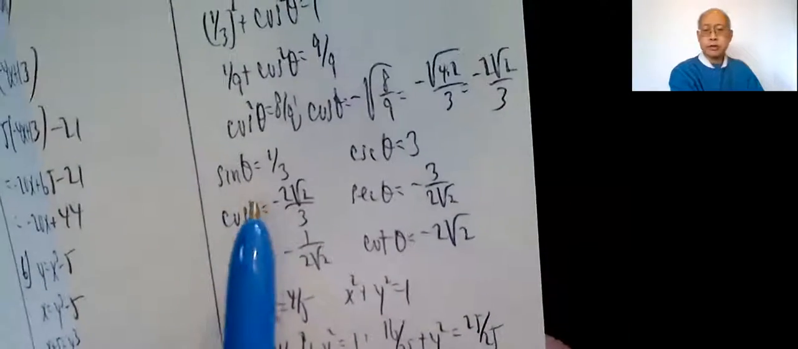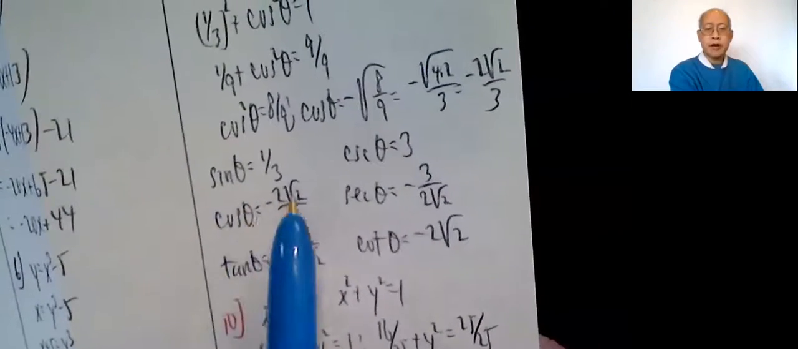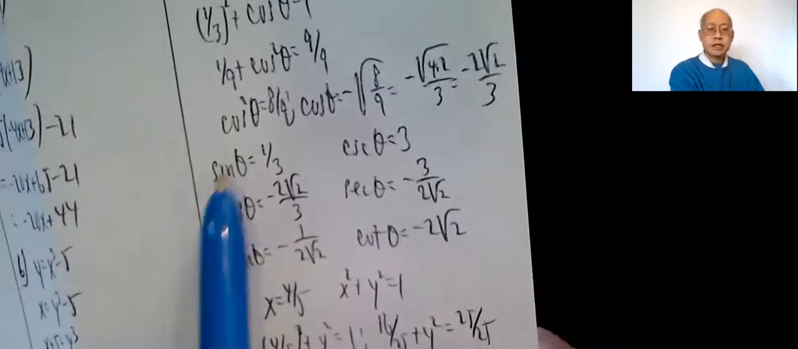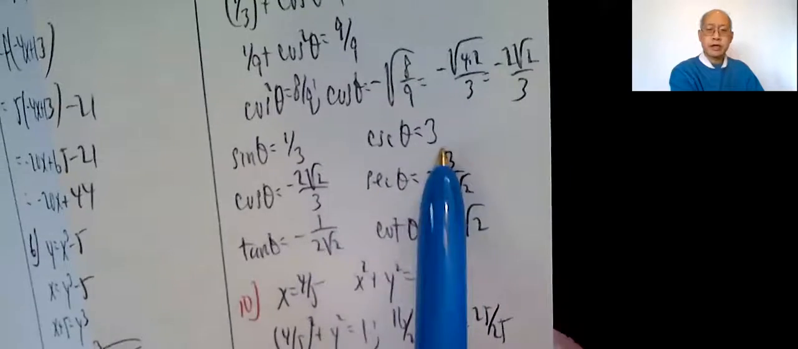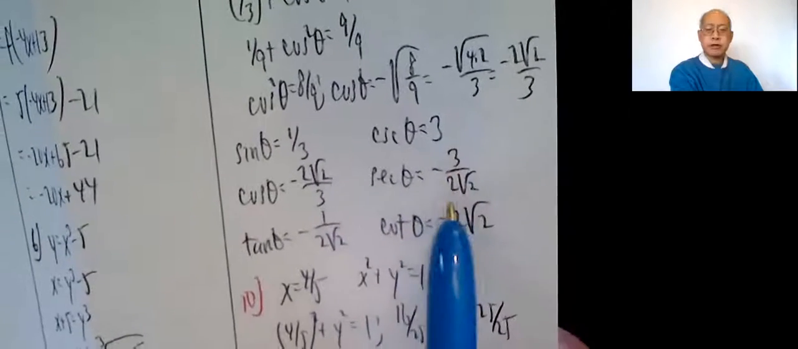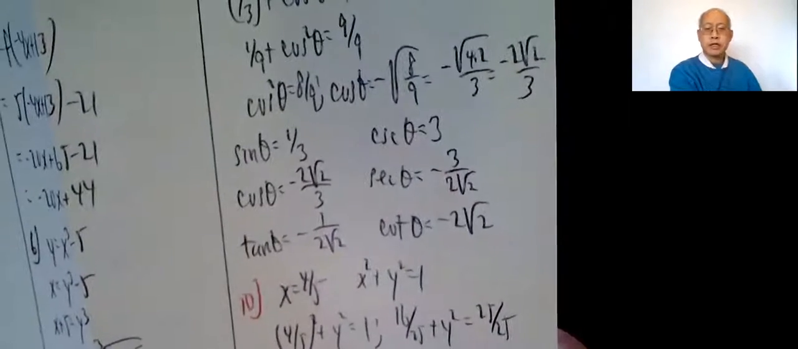So sine of theta is 1/3. Cosine of theta is negative 2 radical 2 over 3. Tangent of theta is sine over cosine. 3's drop out. Negative 1 over 2 radical 2. Flip, flip, flip. So cosecant of theta is 3. Secant theta is negative 3 over 2 radical 2. Cotangent of theta is negative 2 radical 2.